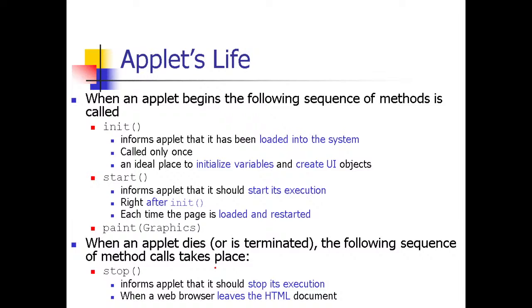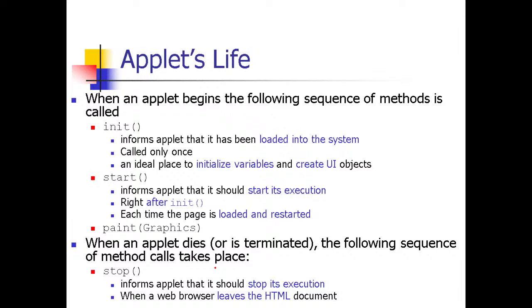Then start. As soon as it is initialized, it gets started, so execution begins right after init is called. Each time the page is loaded or restarted, the start function will be called. Then paint with graphics. When an applet dies or is terminated, the following sequence of method calls takes place.